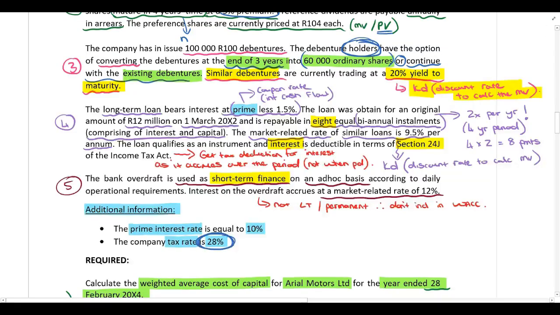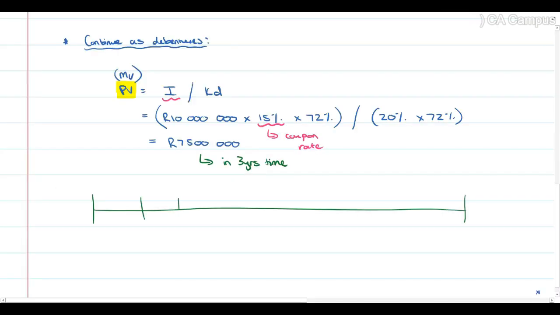If you go back to the question, the debenture holders have the option of converting the debentures at the end of 3 years, either into ordinary shares or they will continue with the existing debentures. So they only have this option at the end of 3 years. So for the next 3 years, these debentures will continue as is. They'll continue paying interest on these debentures. This option only becomes available 3 years from now. So we've got 3 years, and then this option becomes available.